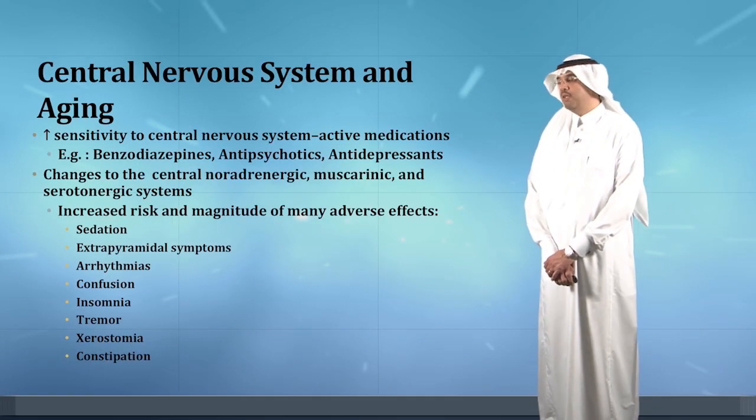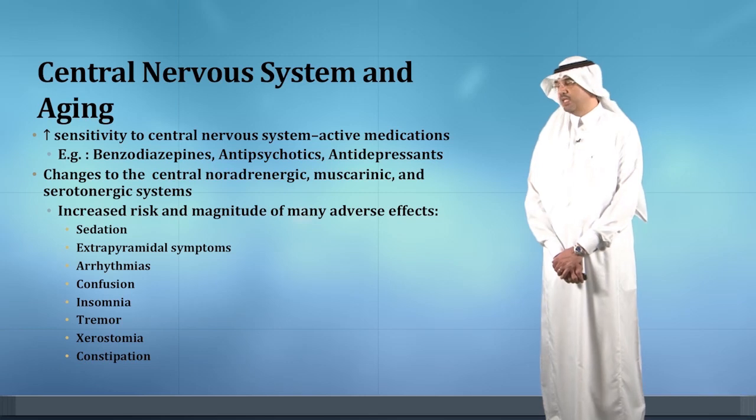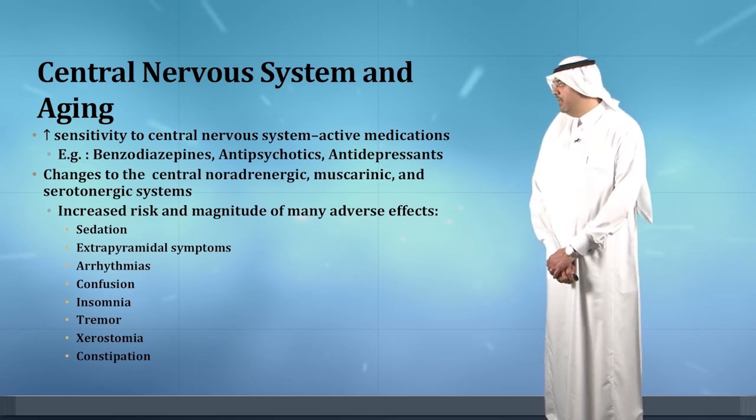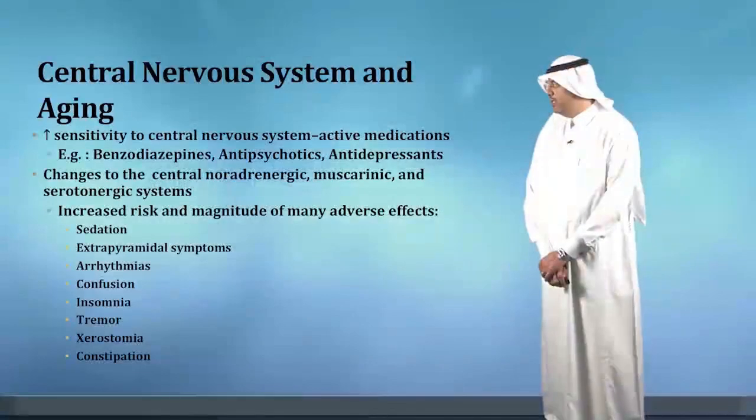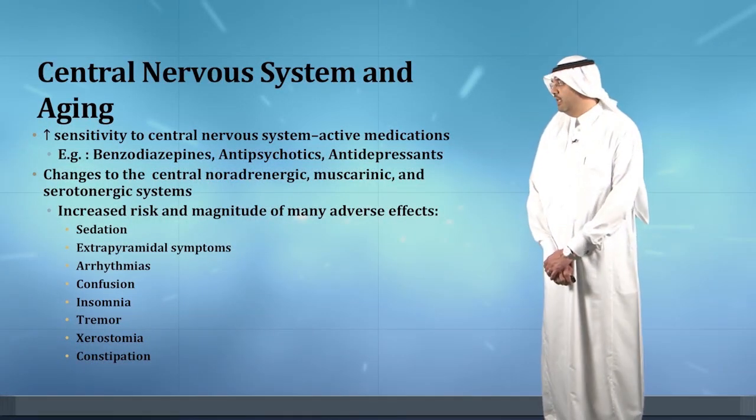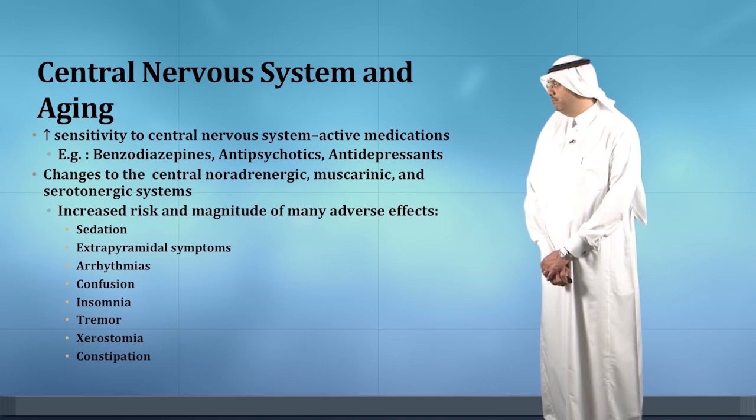We move now to the central nervous system. What are the changes that we notice with aging? There will be an increased sensitivity to central nervous system active medications, such as benzodiazepines, antipsychotics, and antidepressants. And the changes to the central noradrenergic, muscarinic, and serotonergic systems will lead to increased risk and magnitude of many adverse effects related to the central nervous system, such as sedation, extrapyramidal symptoms, arrhythmias, confusion, insomnia, tremor, xerostomia, and constipation.